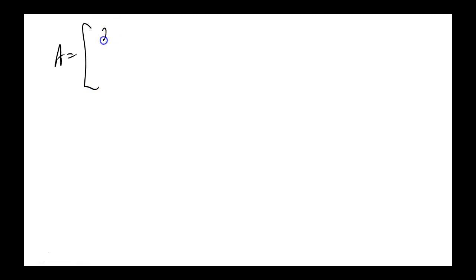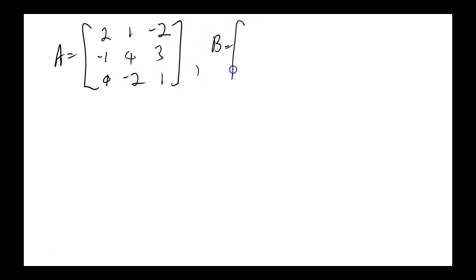Matrix A: 2, 1, negative 2. Negative 1, 0, 3. 0, negative 2, 1. Here's matrix B: 3, 1. 2, negative 1. 3, 0. Okay.